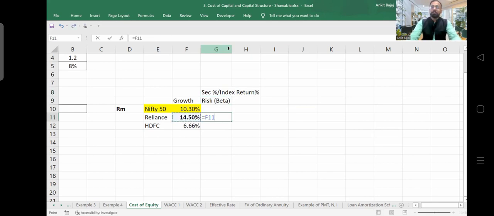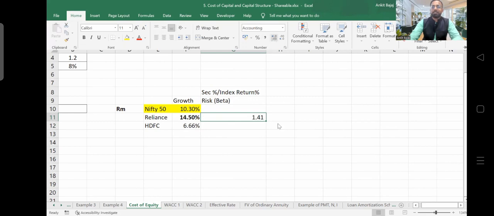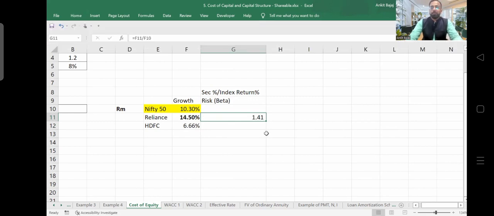What is the security return here? Security return is 14.5%. And what is the index return? Index return is 10.3%. Is it clear? Now, if I have to calculate the beta, in terms of percentage beta is coming, but we have to take beta in decimal. So here beta is 1.41.